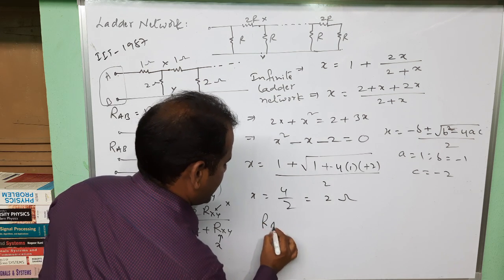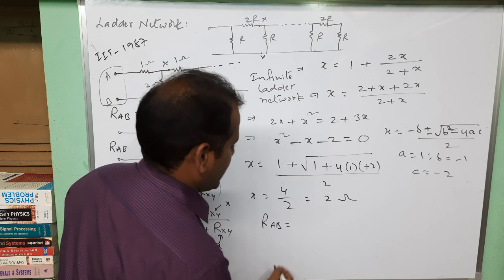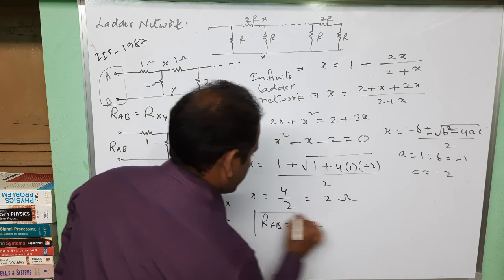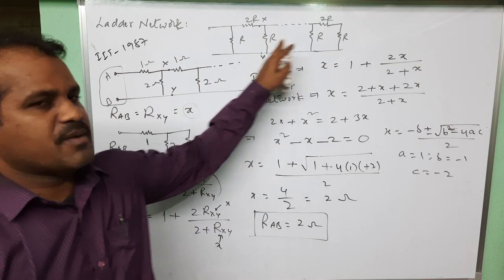Like that, we can calculate the equivalent resistance value for a given ladder network with a large number of cells in it.